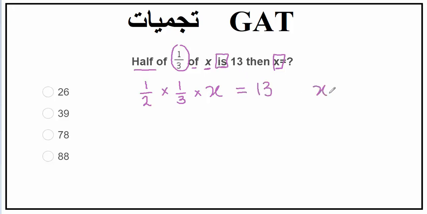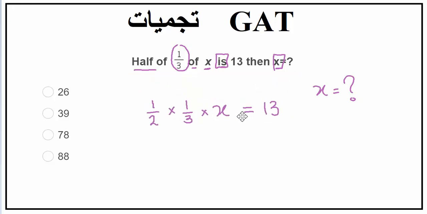And then the question says, so then how much is x? That's it. I've got the equation, and I can now solve to get the value of x. All I do is, in this case over here, it's being divided. Let me just multiply the whole thing. So it's x divided by 2 times 3.